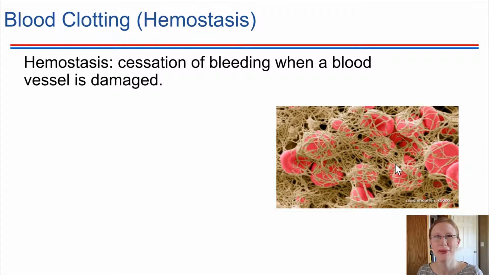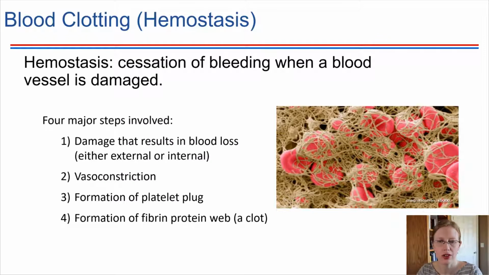And there are 4 major steps involved in this taking place. The first step is just that there has to be some type of damage. That damage is actually what's going to initiate this whole process. And then after damage occurs, what would happen is vasoconstriction. We mentioned this when we were talking about platelets earlier. When we introduced platelets, we said that they can secrete serotonin. Serotonin causes vasoconstriction. So this is going to reduce blood flow to the region.